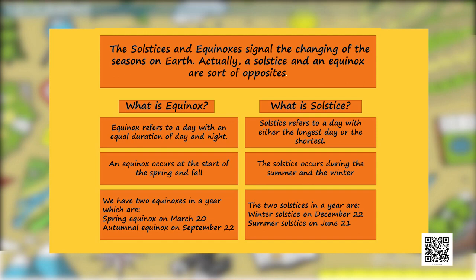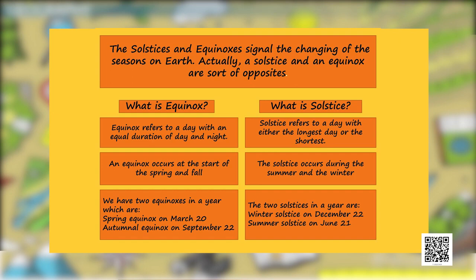The solstices and equinoxes signal the changing of the seasons on Earth. Actually, a solstice and an equinox are sort of opposites. What is equinox? Equinox refers to a day with an equal duration of day and night. We have two equinoxes in a year, which are spring equinox on March 20th, autumnal equinox on September 22nd.